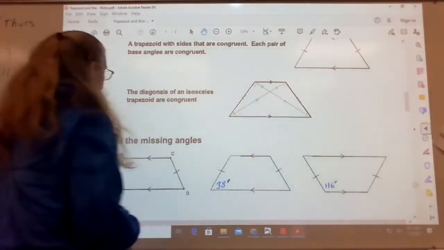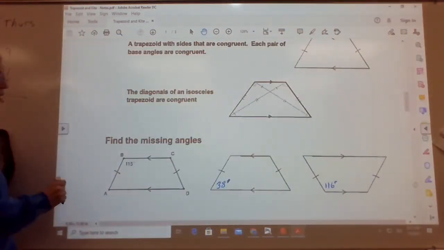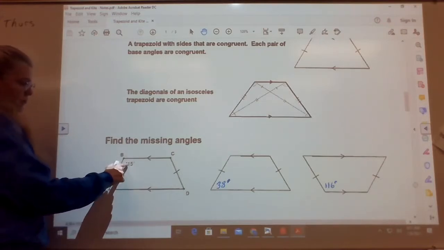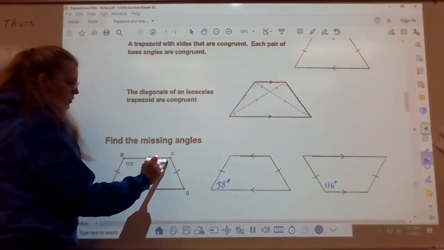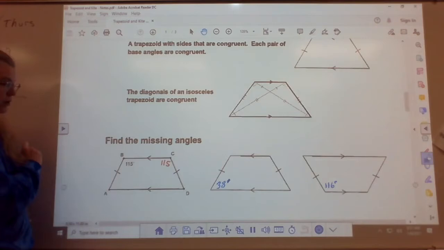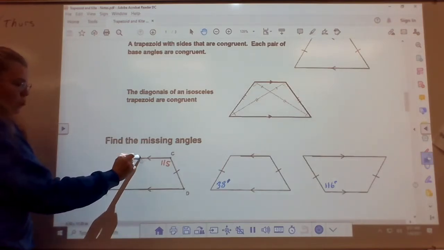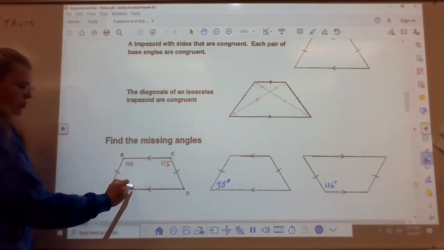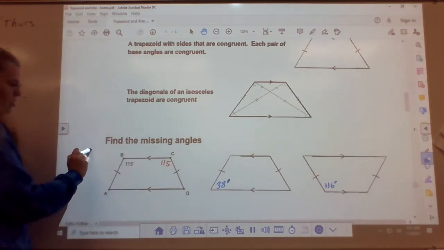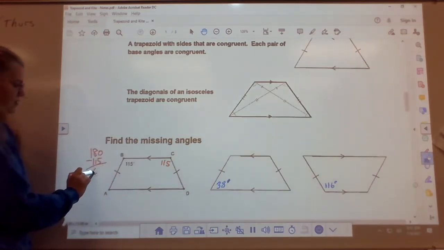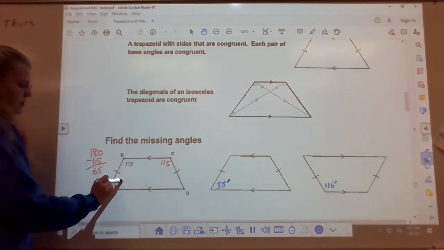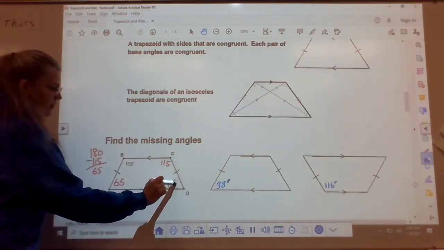So these three down here, like I said, because they're an isosceles trapezoid, whatever's on this side will match here. So I can put a 115 there. Wrapping around these corners, they have to add up to 180. So 180 subtract 115 is going to give me 65. So I get a 65 here and a 65 here.